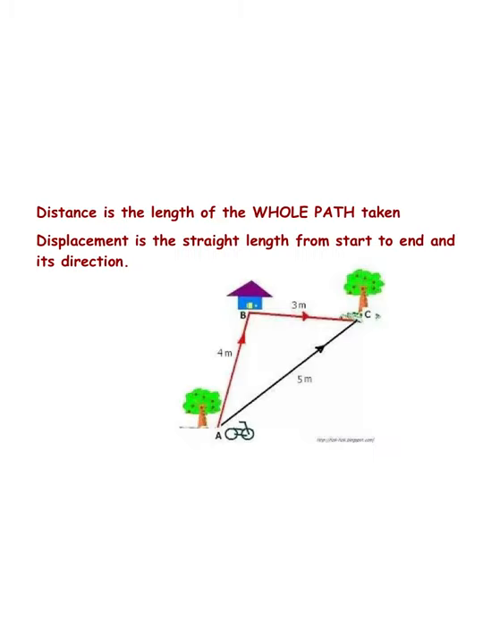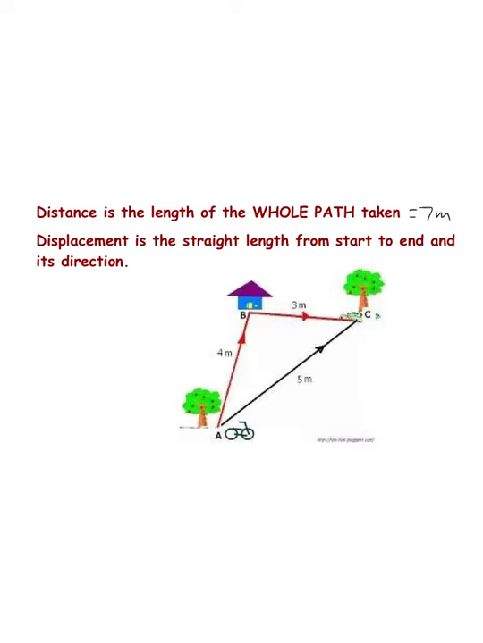So the distance that you take is the whole path that you take. In this picture it is the red, and if you add it up, it is 4 plus 3, which is 7 meter. There's no direction, so your distance is simply the whole path that you take, okay? So in this case, it's equal to 7 meter.